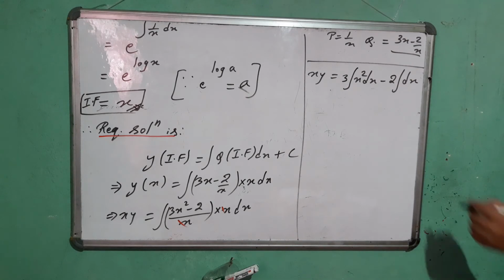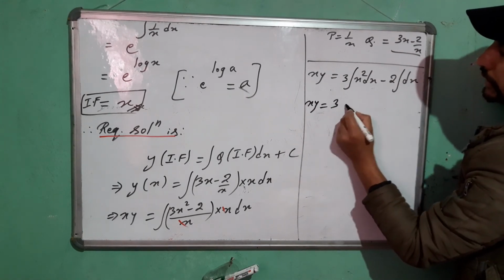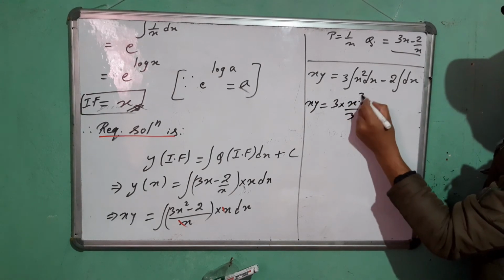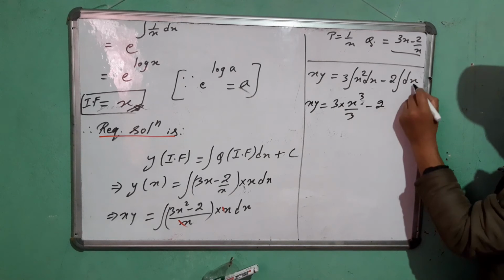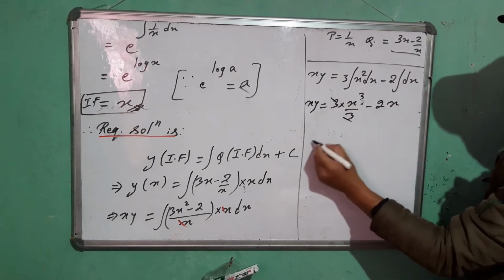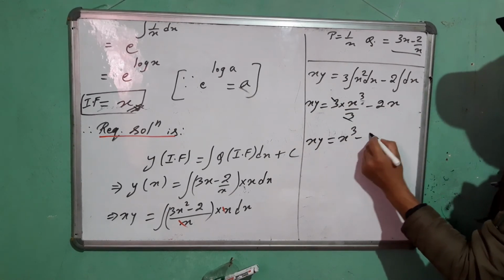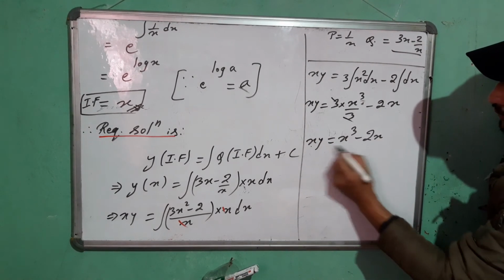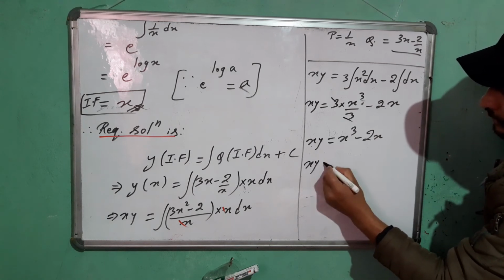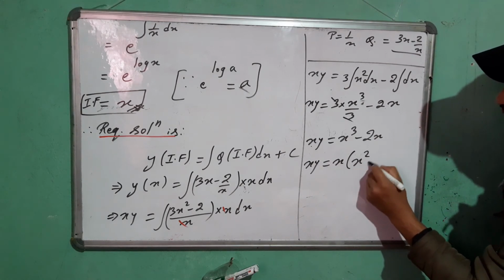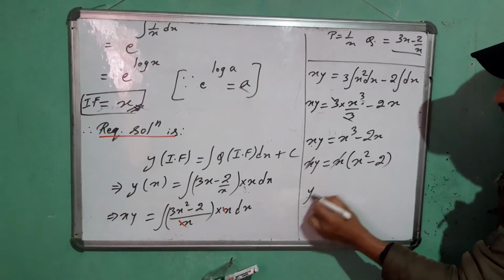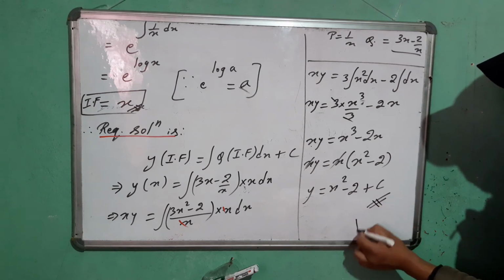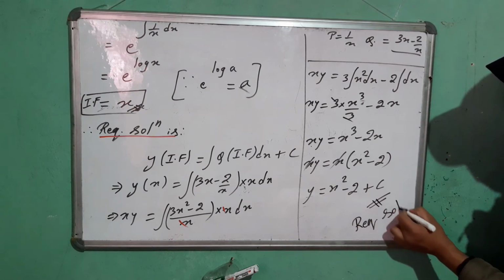So xy is equal to 3 times the integration of x square, which is x cubed by 3, minus 2 times the integration of dx, which is x. 3 and 3 get cancelled. Xy is equal to x cubed minus 2x. So you can divide this by x, or take x common: x square minus 2. This and this get cancelled. Y equals x square minus 2 plus some integration constant c. This is the required solution.